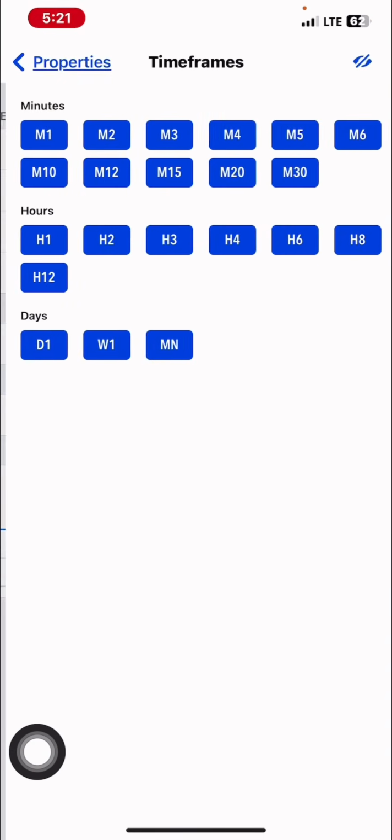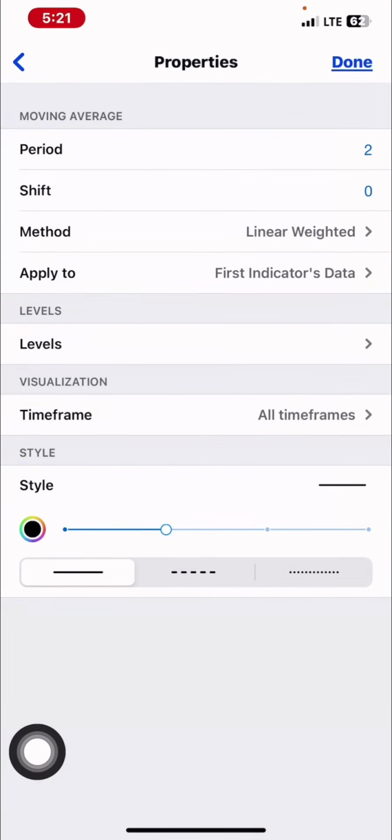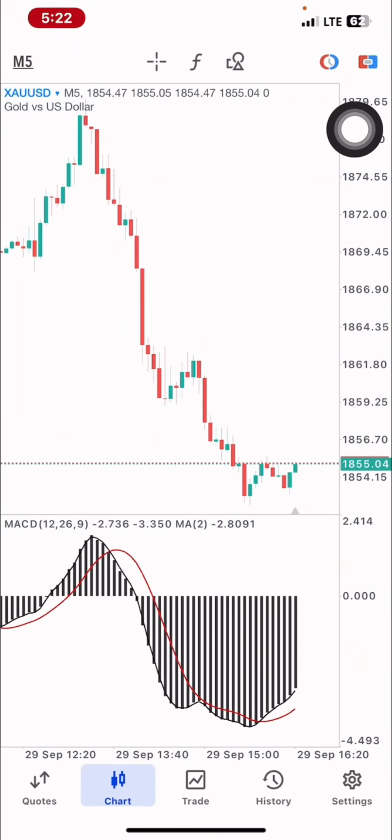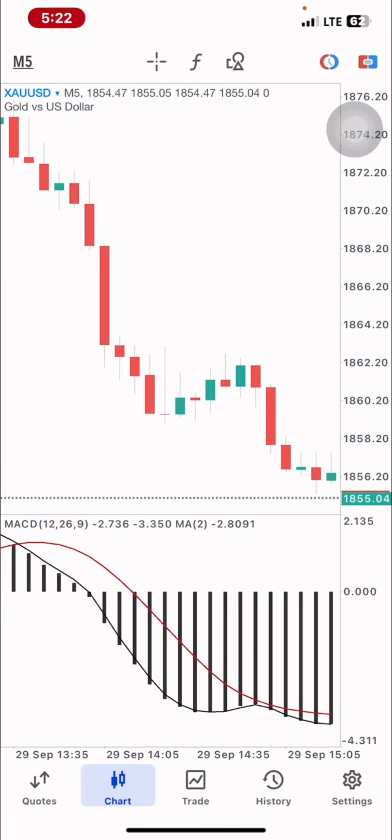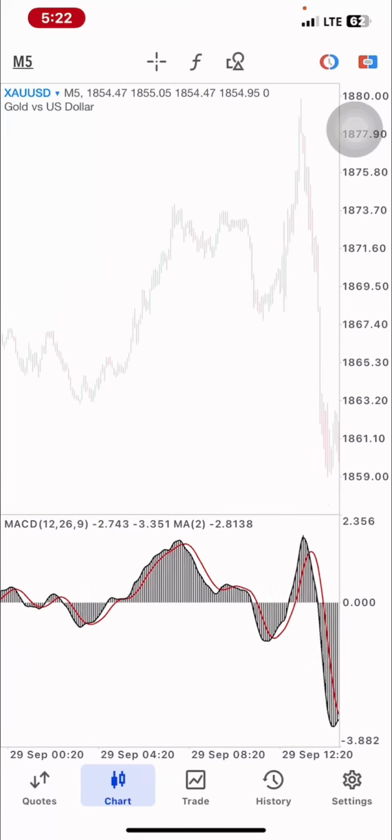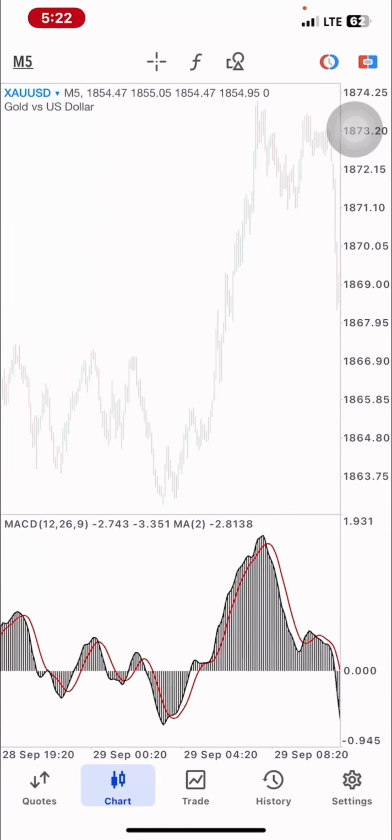In your style, use color black and use 1 pixel or 2 pixel. Once you have all of this set up, you click on done. All right, so now we have the two indicators set up in our chart. As you can see, the MACD we just added is this particular black line that is tracing right here.